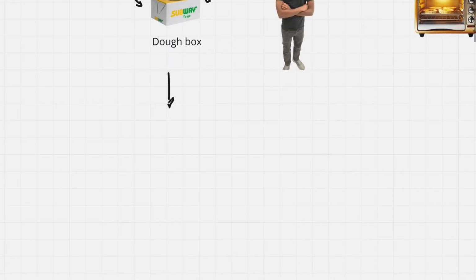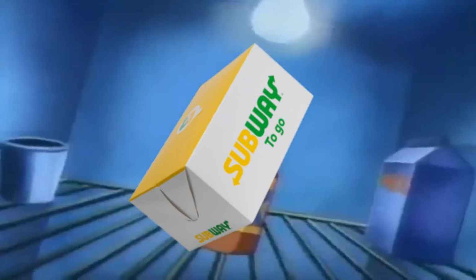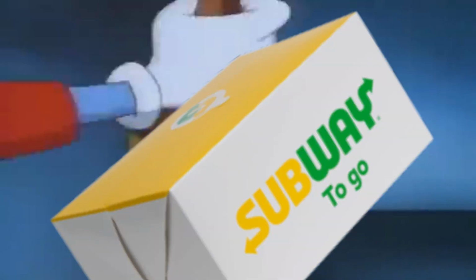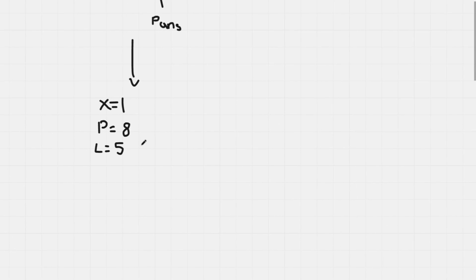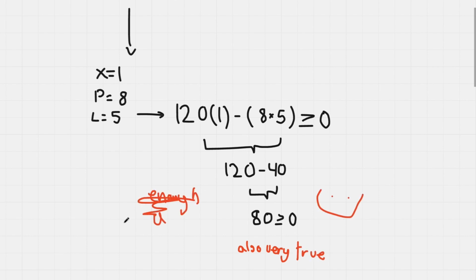The formula for this is 120x minus P times L is greater than or equal to 0, where P is the number of pans and L is the number of bread on each pan. For example, if we only had one box and he uses 8 pans with 5 bread on each pan, it would be 120 times 1 minus 8 times 5, which is greater than or equal to 0. So 120 minus 40 is 80, which is greater than 0, which means Jacoby has enough dough to make bread for the next day.